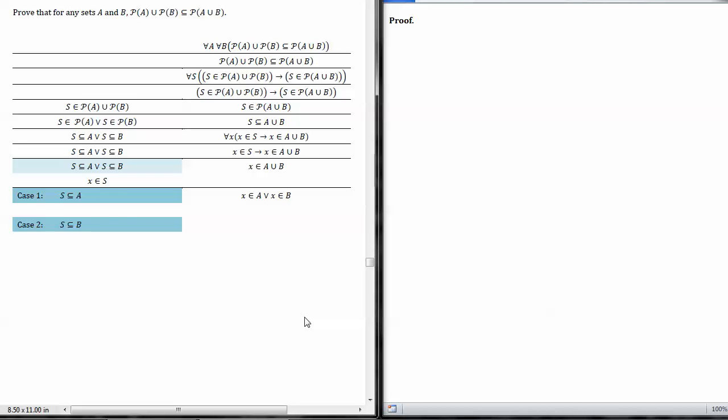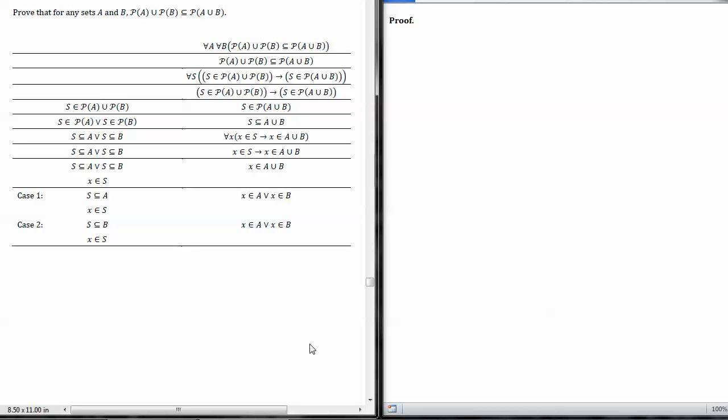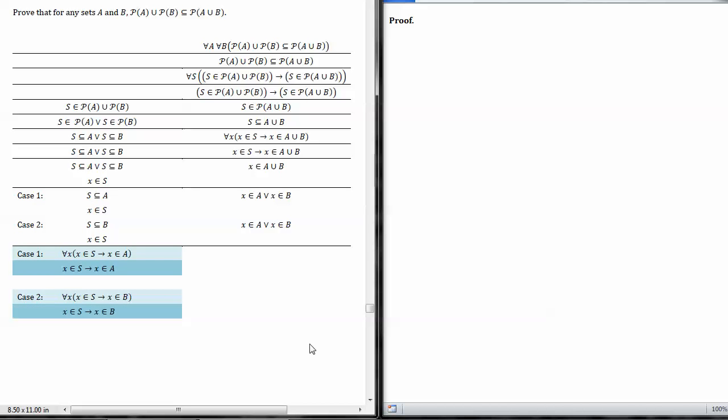Okay, so either S is a subset of A or S is a subset of B. And we bring down the same goal for both cases and bring down our other given in each case. And now let's use the definition of subset one more time in each case. And if we do universal instantiation, we can say that the statement is true for the particular x value that we are dealing with up here.